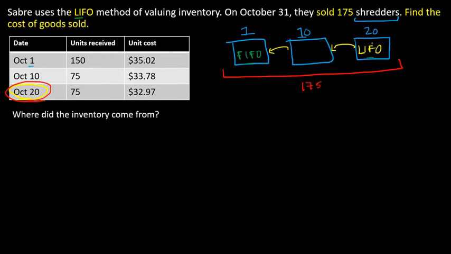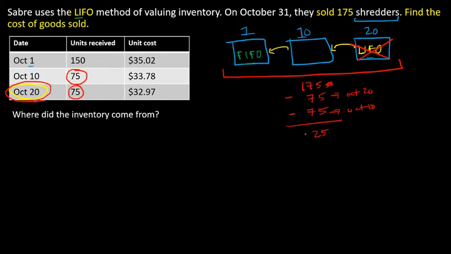Well, the first box I would go to is my October 20th box, right? And I would pull out all 75 shredders and I would put them out for this person, right? So my October 20th box is now empty. I have sold all 75 of them. Next, I go to my October 10th box because I still have not hit 175 yet, right? And I empty out all 75 of those shredders. Okay? I bring them out for this customer. So far, I have sold only 150 shredders, right? So I still have 25 to go. So these 75 came from October 20th, and those 75 came from October 10th.